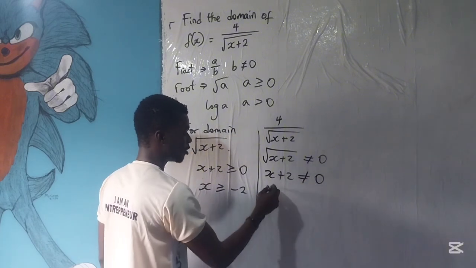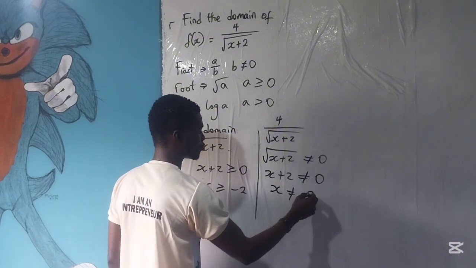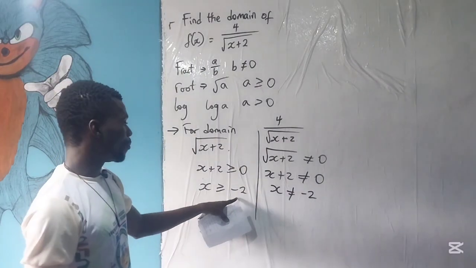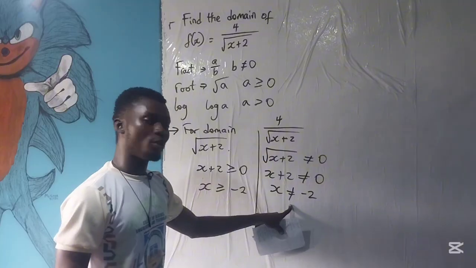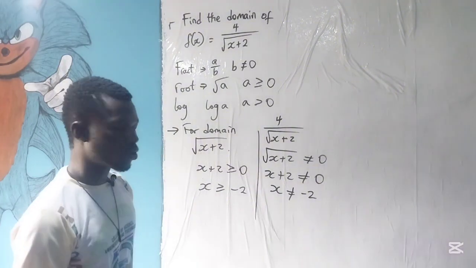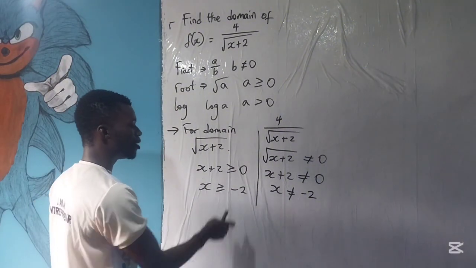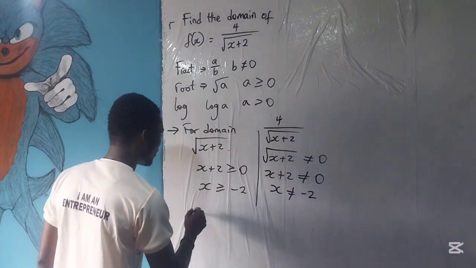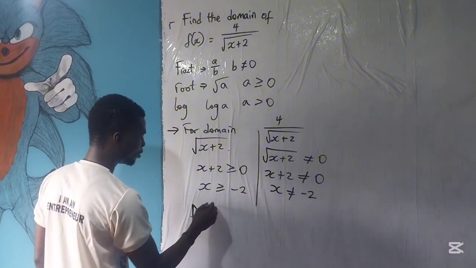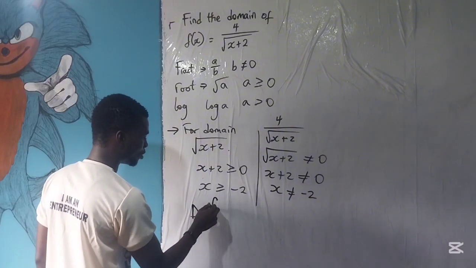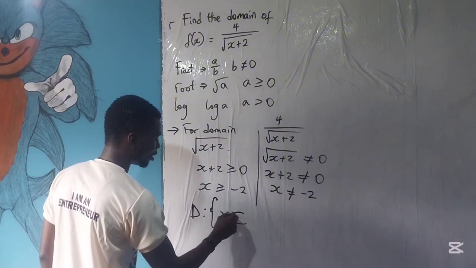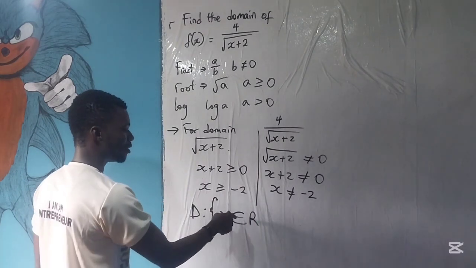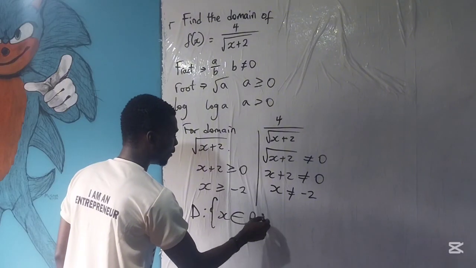So we have x plus 2 not equal to 0. So that means x not equal to minus 2. So x should be greater than or equal to minus 2, at the same time, x is not equal to minus 2. So now, how do we get this? In set notation, we said x should not be minus 2, and also x should be greater than or equal to minus 2. So in set notation, the domain D is given as x is an element of all real numbers, a subset of all real numbers, R.